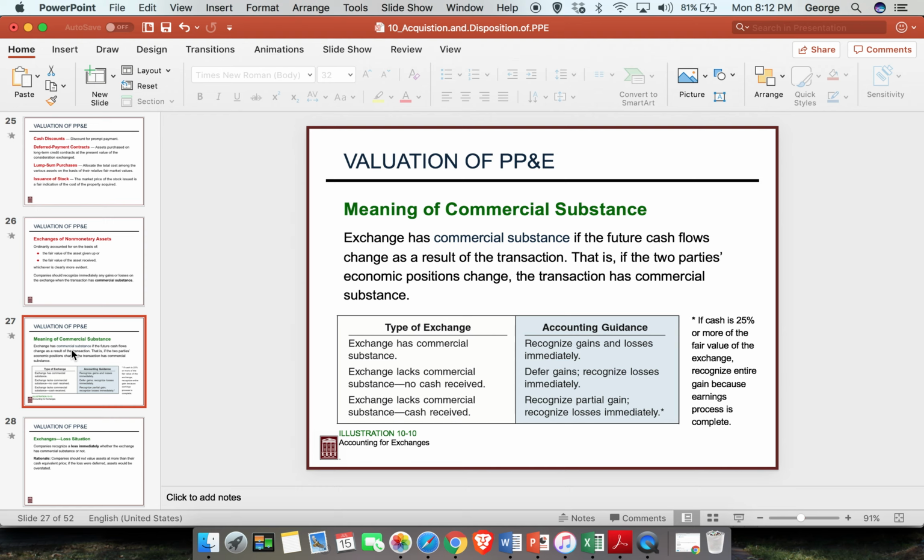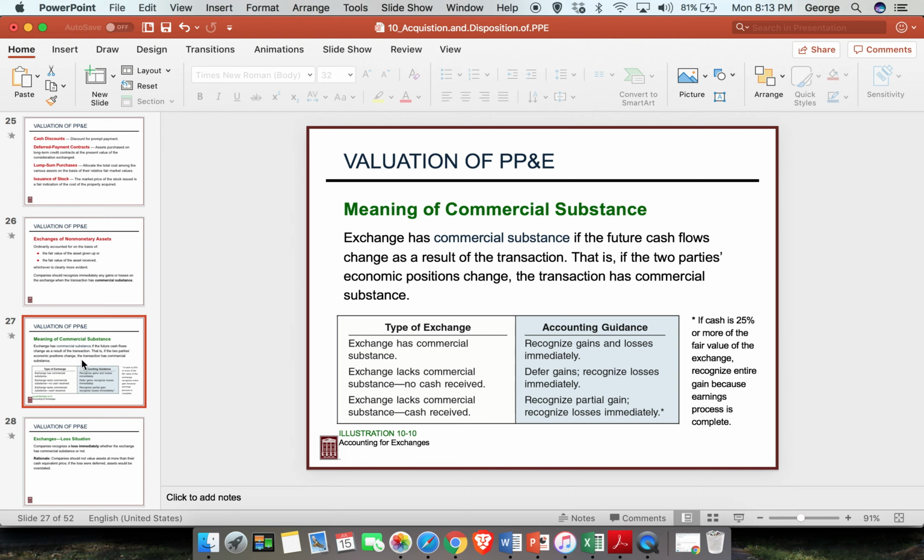If future cash flows are more likely to increase as a result of the transaction, then we say that it has commercial substance. Thus, the two parties' economic positions change. If it gets better, then the transaction has commercial substance.